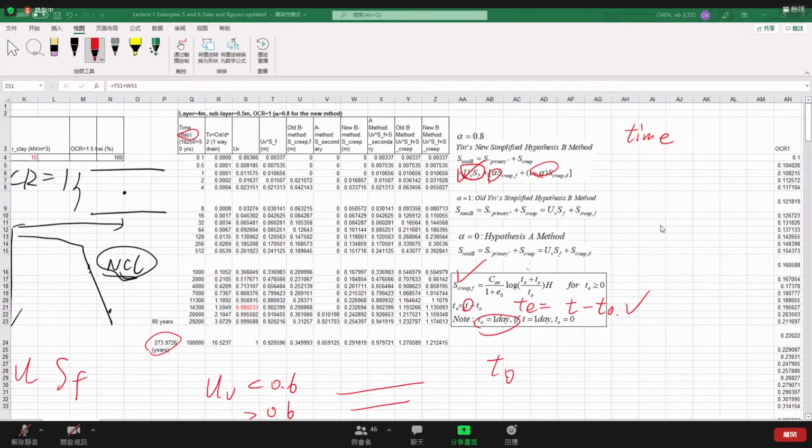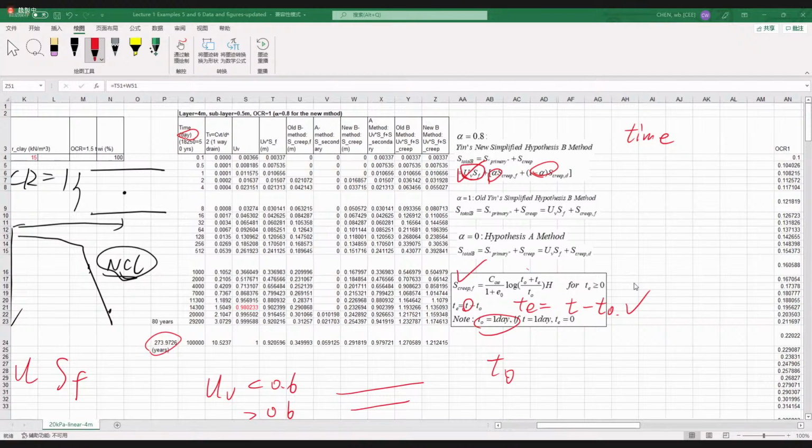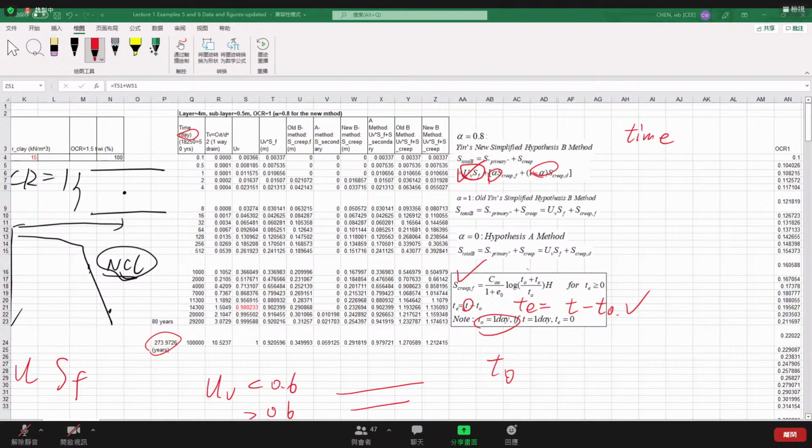And CE is here, CC is here, C alpha E, okay, given already. Specific volume, CV constant for all, okay? During the whole duration of the consolidation, CV is always constant. This is an assumption in Terzaghi's theory. And t0 is always equal to 1 day, okay?